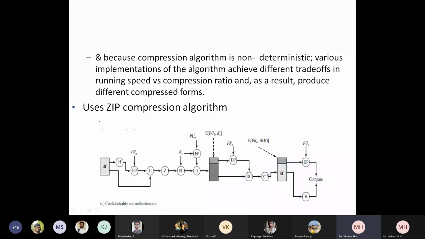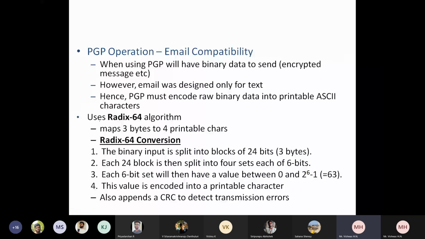The next thing after compression is compatibility. Which technique is used for conversion of email into a proper compatible format? When using PGP, we have binary data to send, the encrypted messages. However, email was designed only for text. Hence, PGP must encode raw binary data into printable ASCII characters, because whatever you type has to be converted into binary, and once it reaches the destination, it has to be converted back into proper ASCII characters. There are many encoding techniques, students. Unicode is there, Radix 64, a few more. Here PGP uses Radix 64.